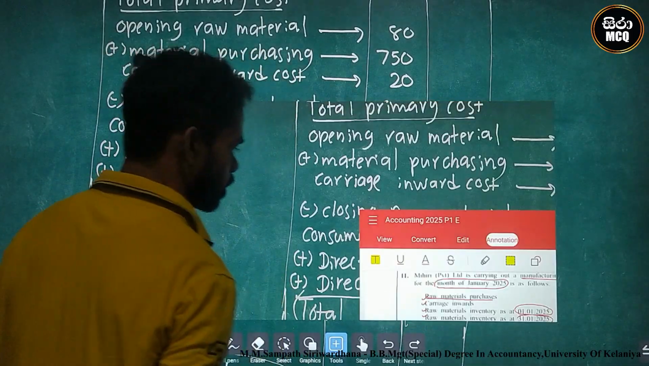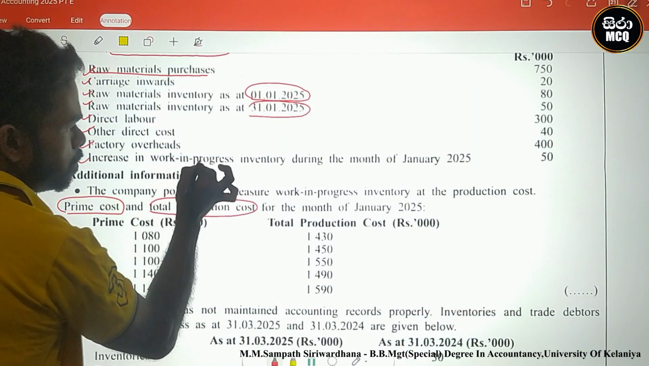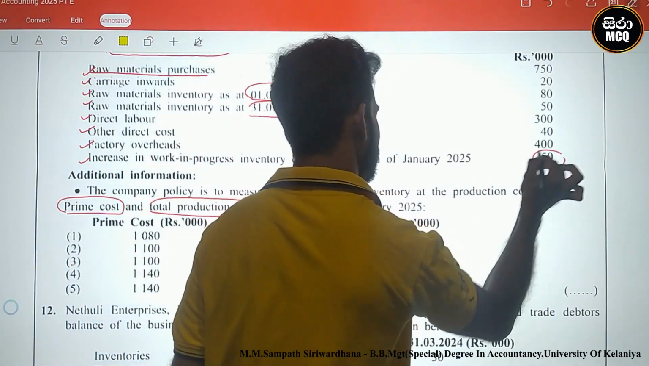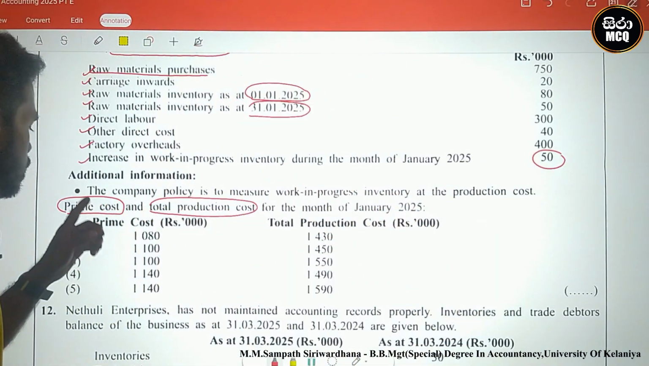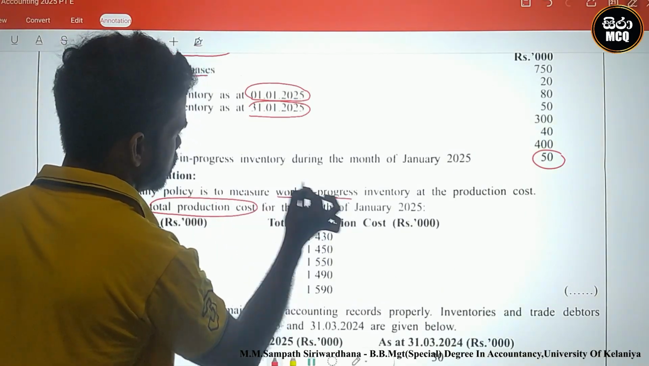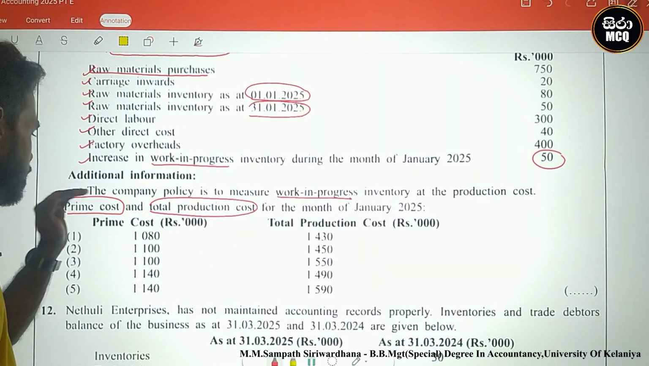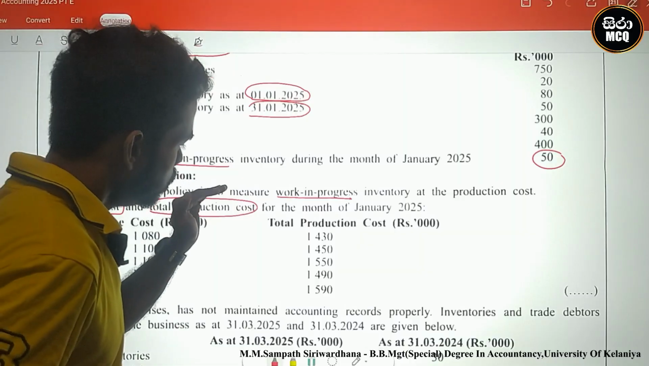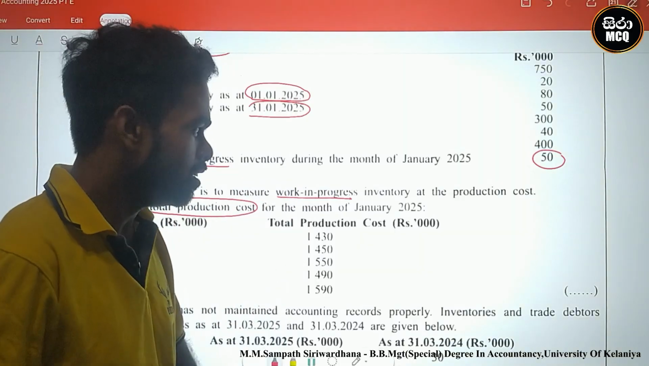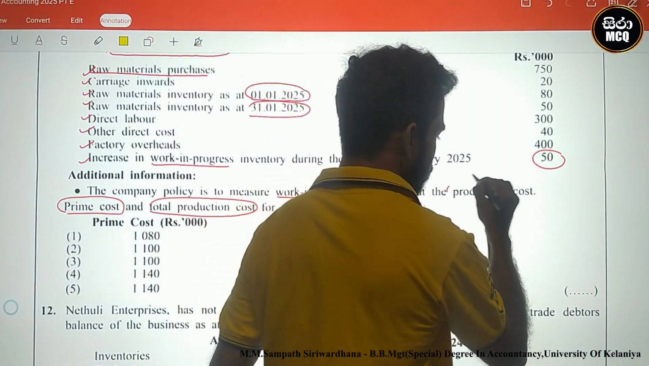Next one. Increase in work in progress inventory during the month of January 2025 is 50. This is the major point. The company policy is to measure the work in progress inventory at the production cost.